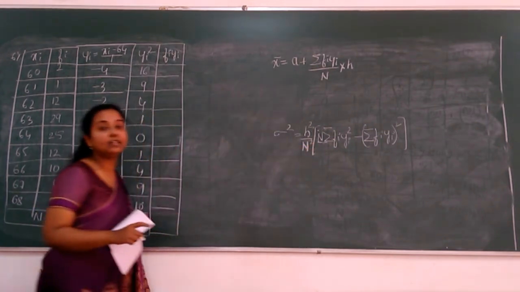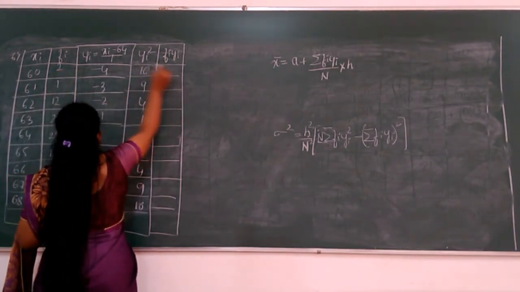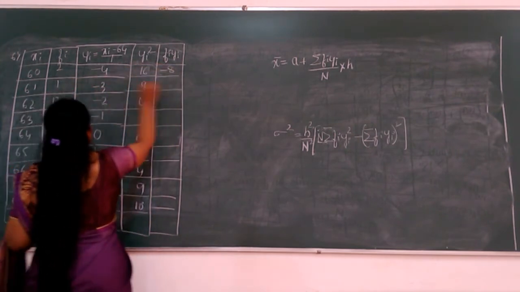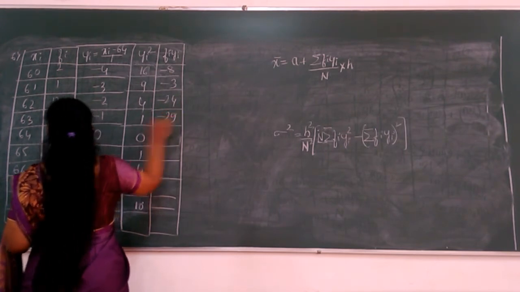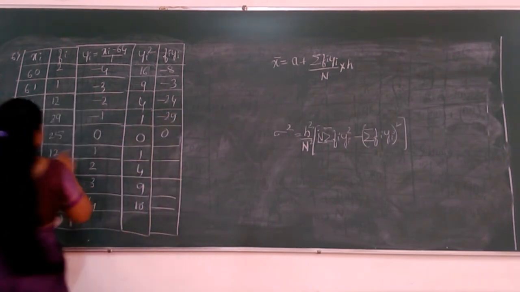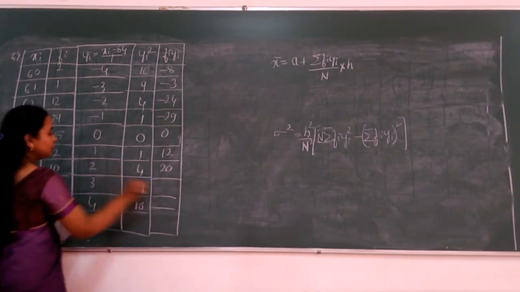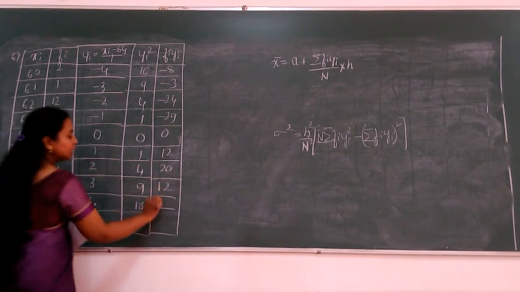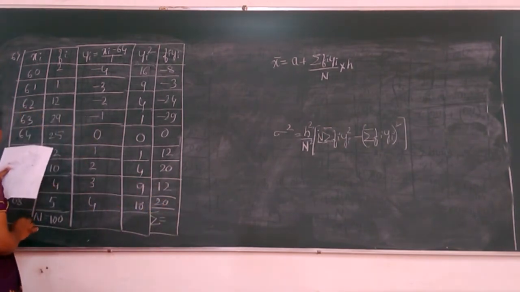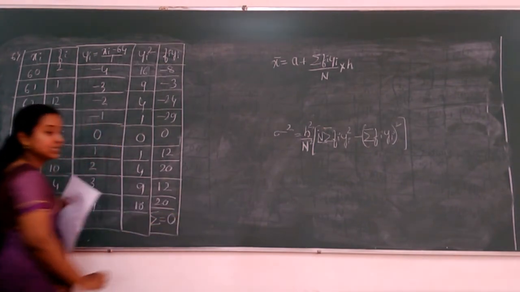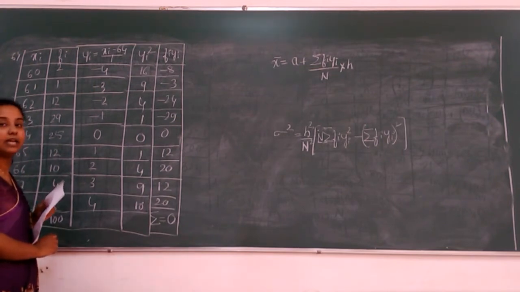As well as to calculate the mean. Okay, it is 2 into minus 4, it is minus 8. 1 into minus 3, so it is minus 3, minus 24, minus 29. 25 into 0, 0. 12 into 1, 12. 10 into 2, 20. 4 into 3, 12. 5 into 4, 20. And we need to add this. So what will be the summation of fi into yi? It turns out to be 0. Don't get scared. Sometimes even the sum of fi into yi will be 0.